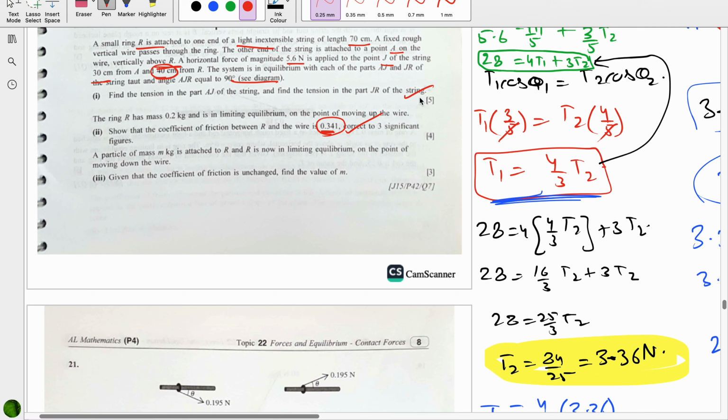This also ensures that our first part is correct because we're using the same value of tension we found in question 1. For the third part, additional information: a particle of mass m kg is attached to R, and R is now in limited equilibrium on the point of moving down. Given that the coefficient of friction is unchanged, find the value of m.